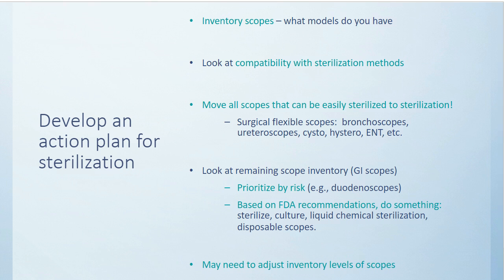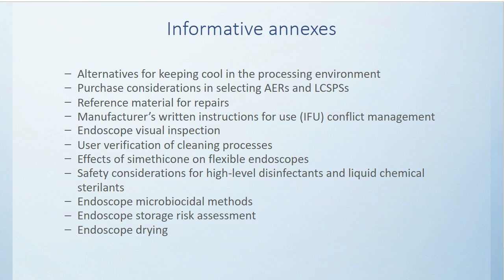Beyond that, prioritize by risk. What's high risk? Figure out what you're going to do with that. Example, your duodenoscopes. Then go based on the FDA recommendations to do something. Sterilize them, culture them, liquid chemical sterilization, move to disposable scopes or disposable end caps. All options for you.